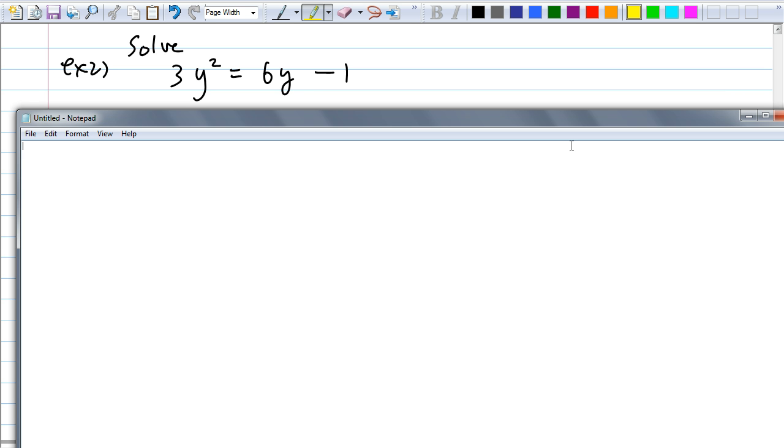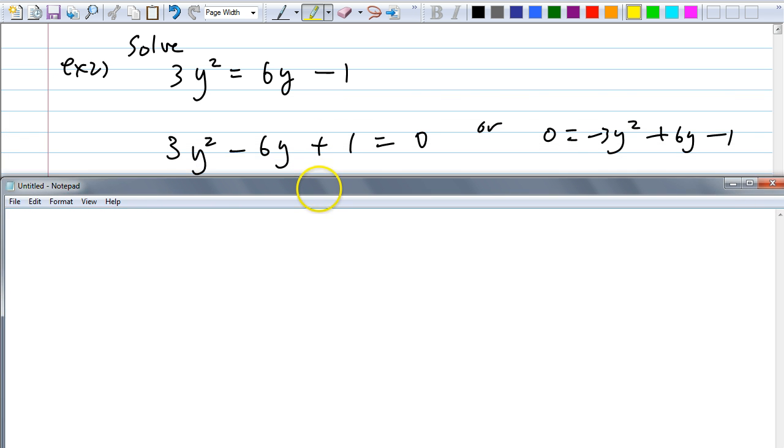No, it has to equal what? 0. Remember? It has to equal 0. It has to be in that standard form, right? So what would that be? You have to write this as 3y squared minus 6y plus 1 equals 0.